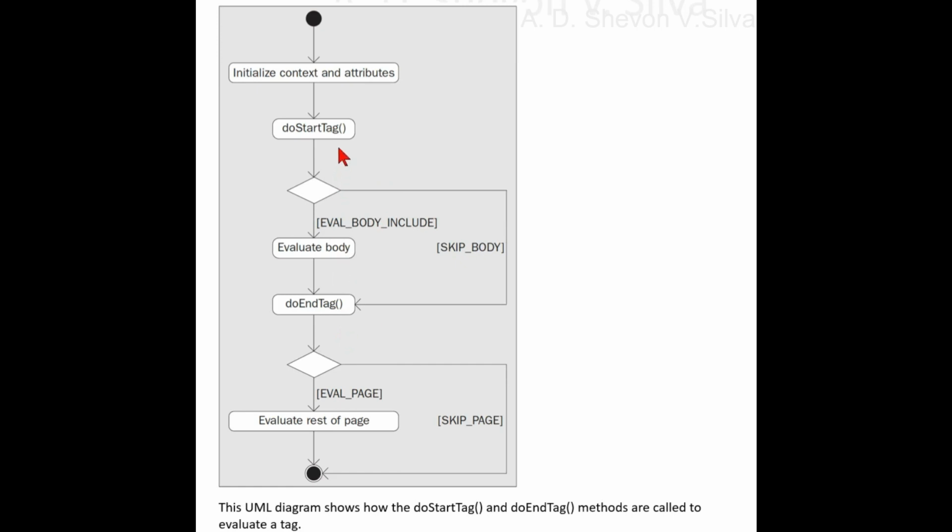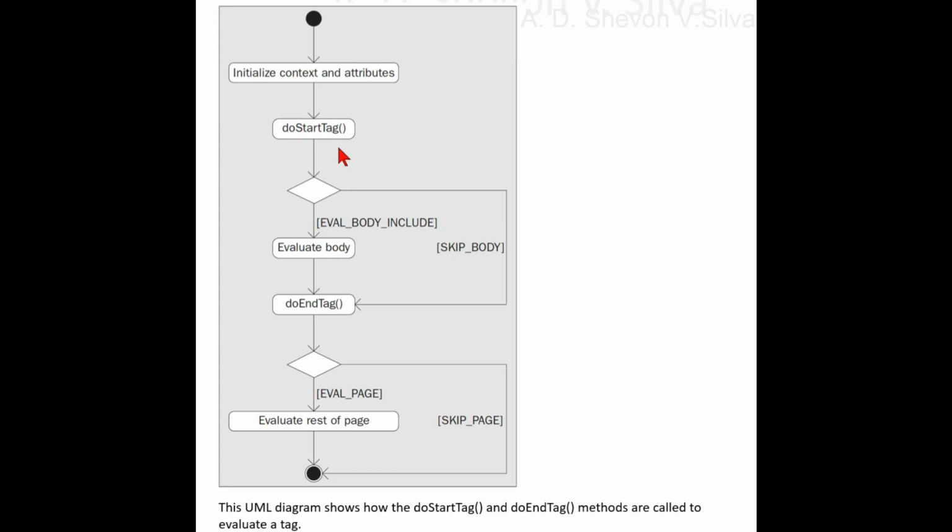doStartTag. The doStartTag method is called when the starting tag is encountered on this page. int doStartTag throws JspException. This method signature from the Tag interface states that the primitive int value is to be returned. This signals to the JSP page what to do next.